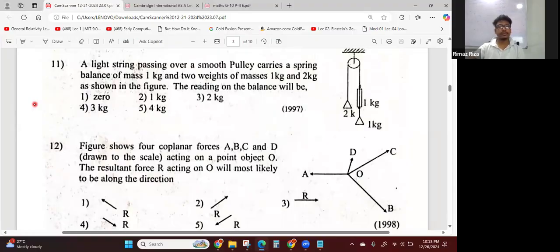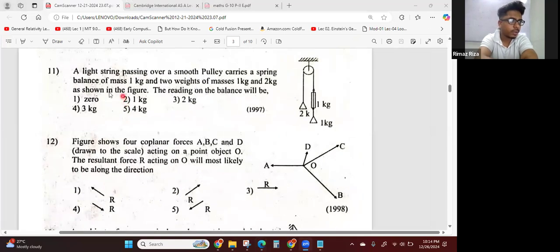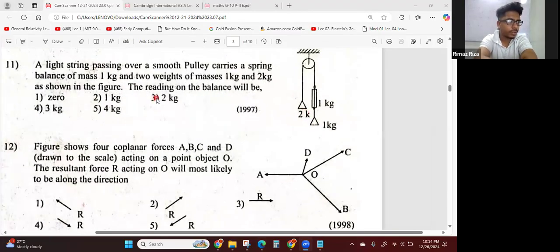We do the 11th question. Okay. A light string passing over a smooth pulley carries a spring balance of mass 1 kilogram, and two weights of mass 1 kilogram and 2 kilogram, as shown in the figure. The reading on the balance will be?